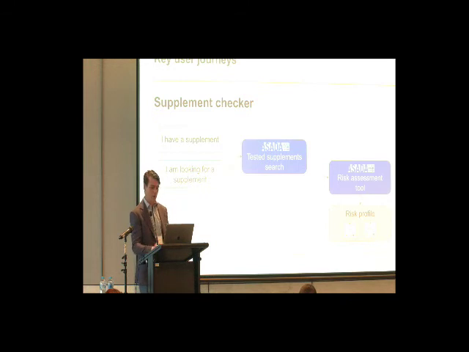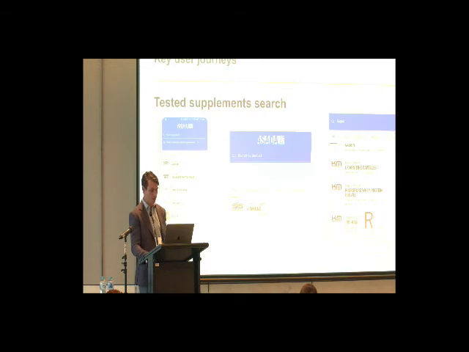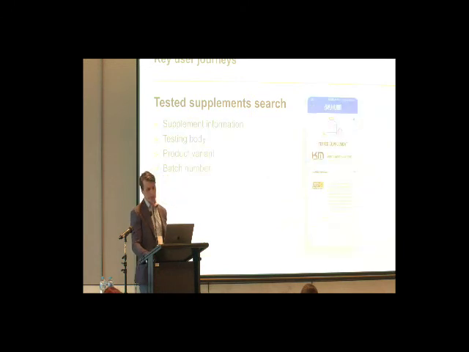People go through a series of questions and end up with a risk profile that lets them know how safe or unsafe the supplement is based on a range of parameters. So this is what it looks like. People can search by product, see the list there, and scroll through. And then when they select a given supplement, the tested supplements list shows them the details associated with it.